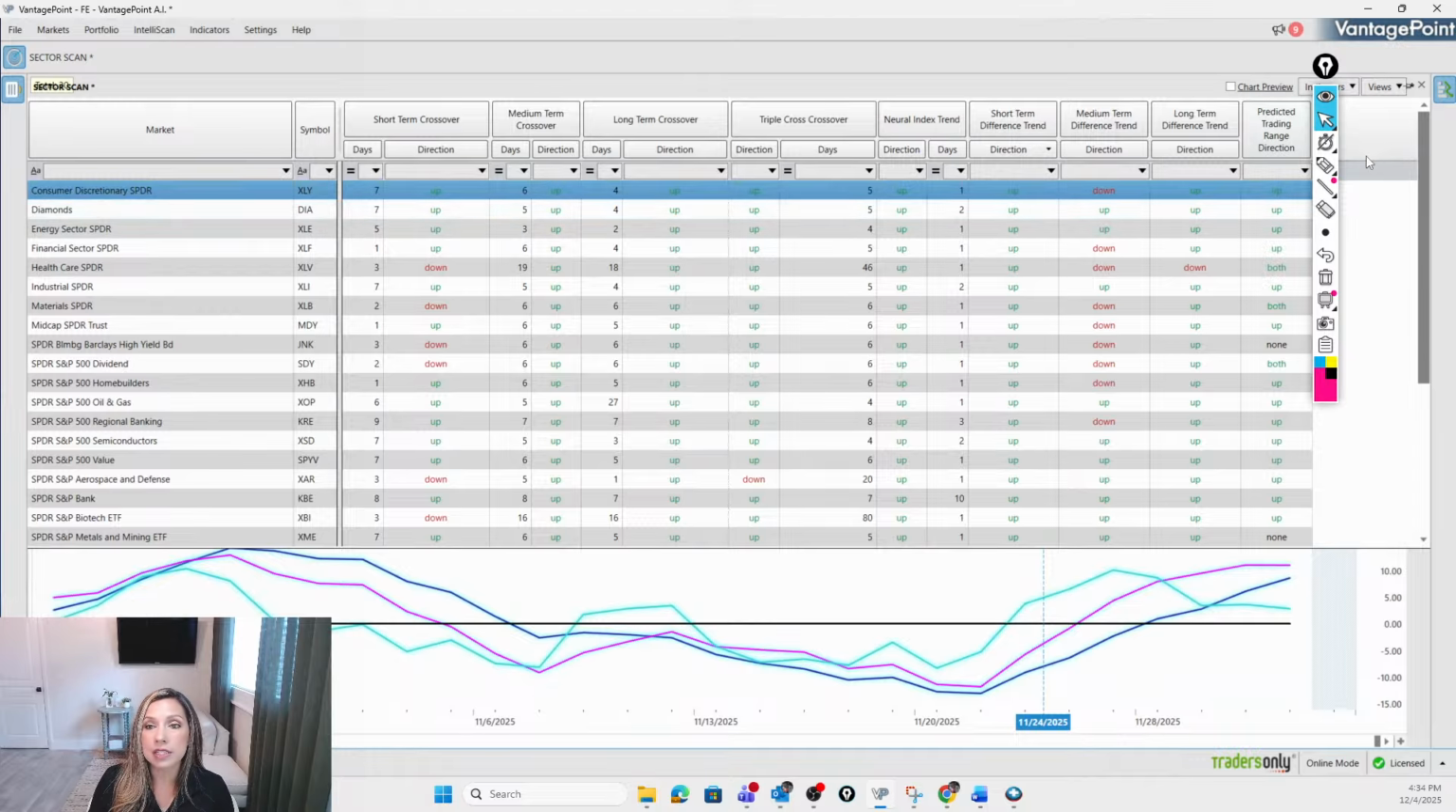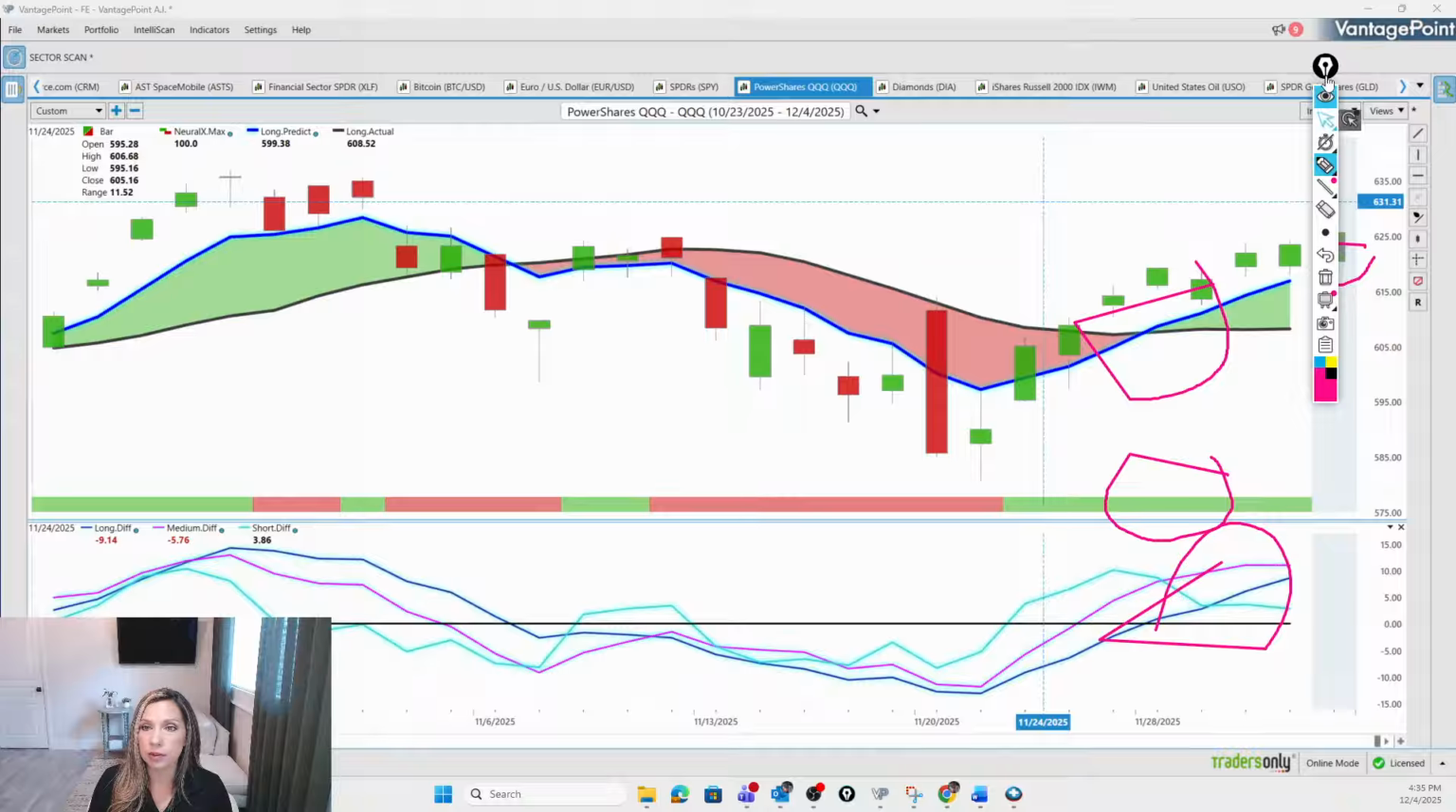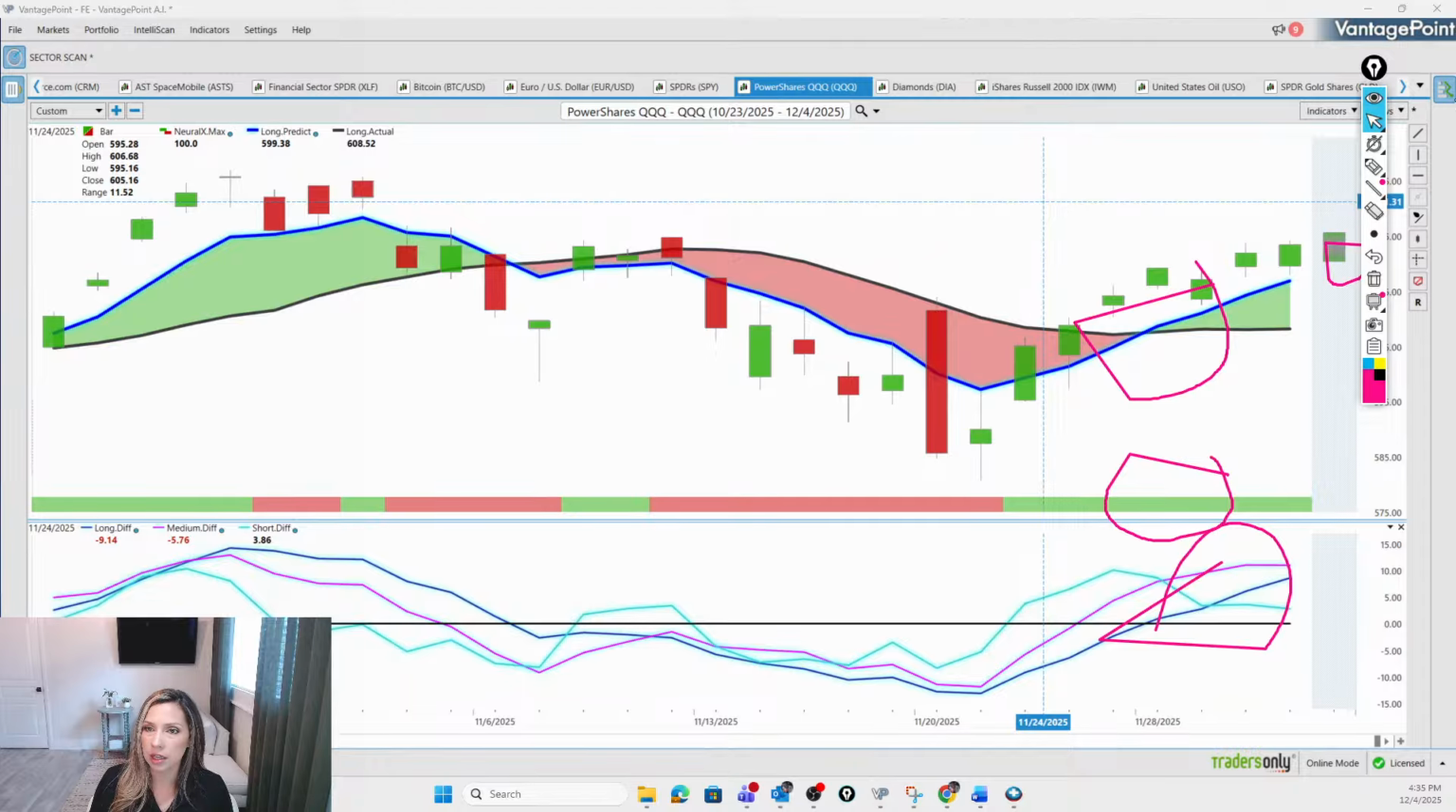Now, if you notice, you'll see up in the scan and down in the scan. These indicators that I'm looking at in the IntelliScan, all right, are the same indicators that we looked at on the chart. All right, so our crossovers right here, right? Our neural index right here, predictive differences right here, and even that predictive trade candle as well. Oh, let me just move this off the screen. I didn't realize that had gotten in the way. Sorry. There we go. Maybe it just wants to stay there, right?